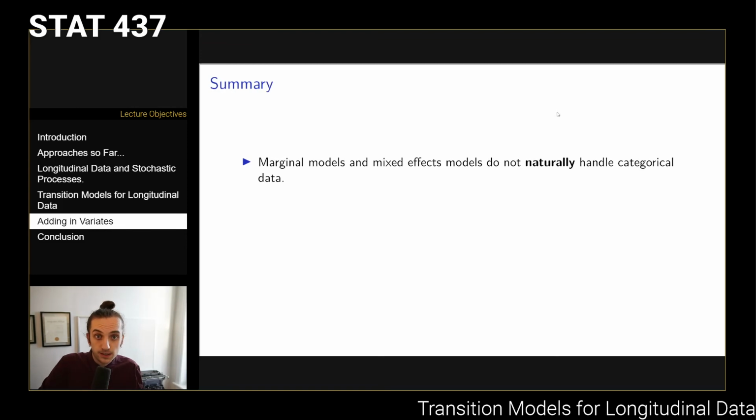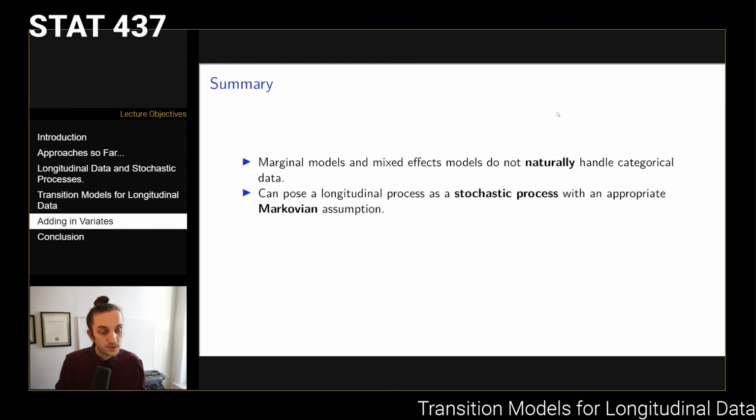Pulling this all together, we saw that marginal models and mixed effects models are not going to naturally handle categorical data, at least not in the way that's most natural to think about as a process which is developing, transitioning over time. So instead, we can take that longitudinal process and explicitly specify it as a stochastic process and then make an appropriate Markovian assumption, right? If we assume that it's a Markov model, now we're observing people over time and thinking about them as moving between categories as time goes on.